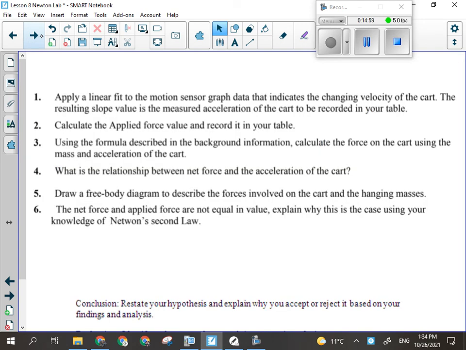Okay, so analysis question number 1, build the graph. That's all you're doing for analysis question number 1, is getting that velocity versus time graph and getting the equations on there so you have the slopes. Okay, question number 2, calculate the applied force and record it in your table.